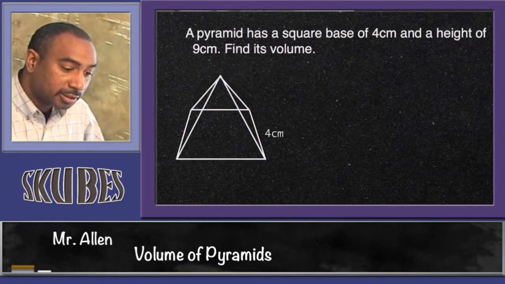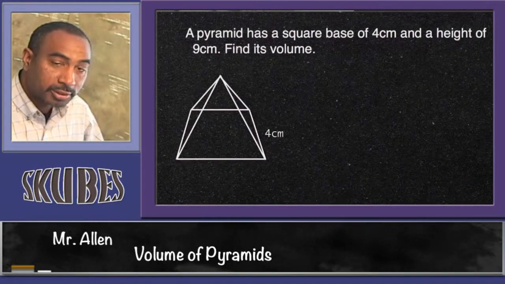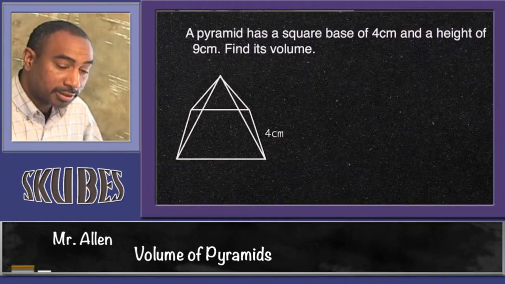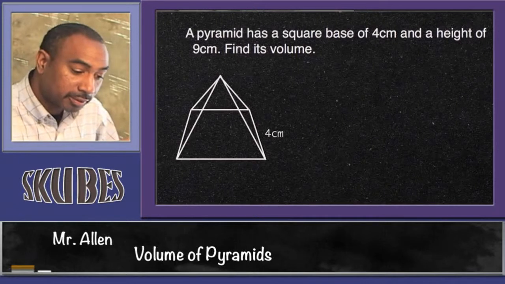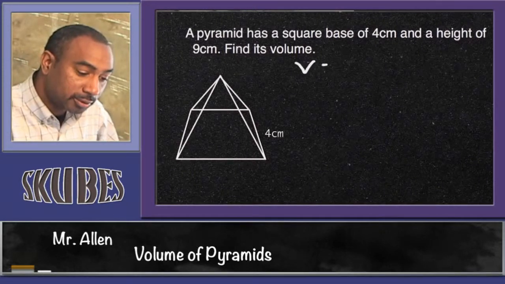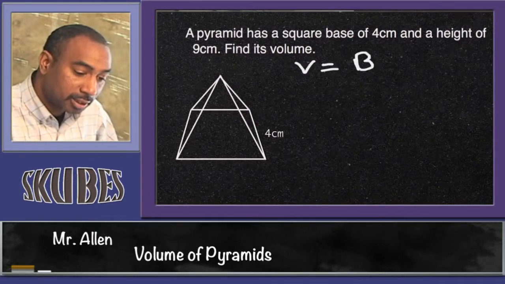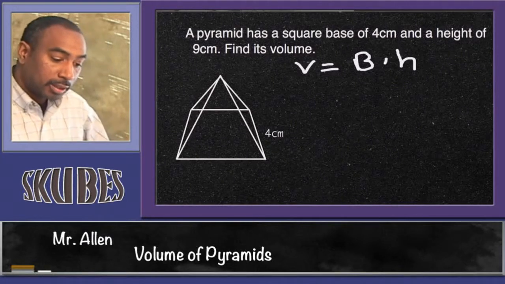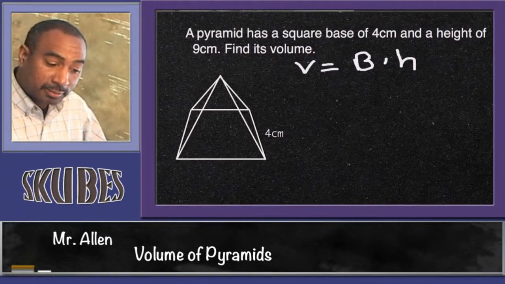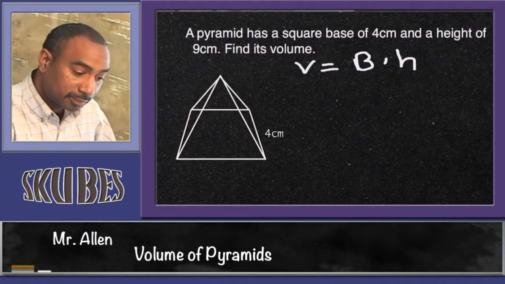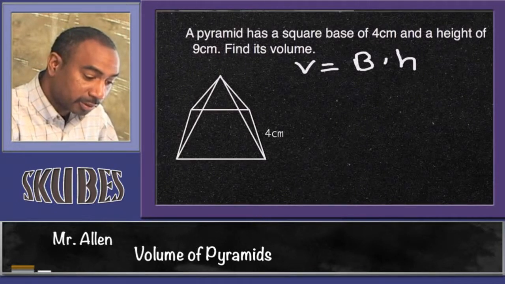All right, a pyramid has a square base of 4 centimeters and a height of 9 centimeters. Find its volume. Recall that the volume equals 1/3 the base times the height. And you have to be careful with the height. The height has to be a vertical height. So we're talking about the height that goes from the bottom of the base all the way to the tip of the pyramid.